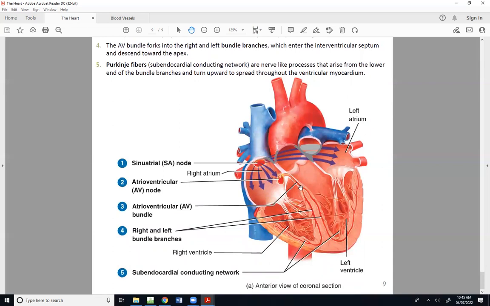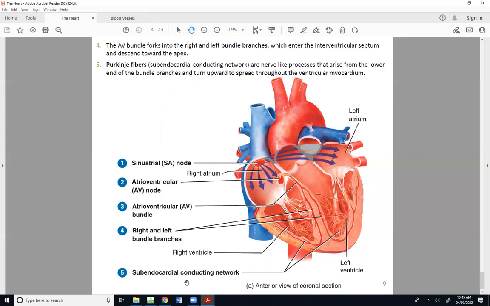It has attached to the backside of it what we call the AV bundle or bundle of His, which carries the signal downwards. And then as you can see, it comes to a point where it splits, forming what we call right and left bundle branches. These bundle branches travel down through that interventricular septum towards the apex of the heart, and then traveling up through both walls of the ventricles are what we call the Purkinje fibers, which is the traditional term.